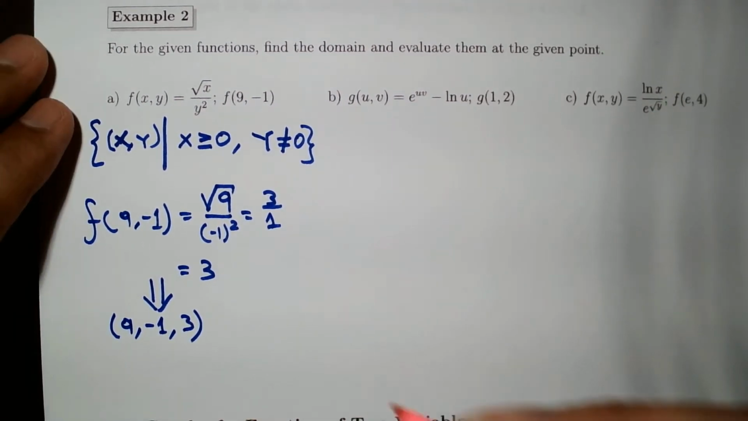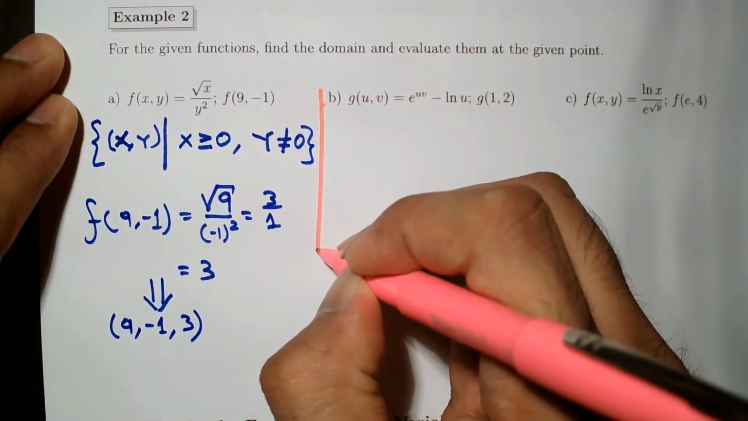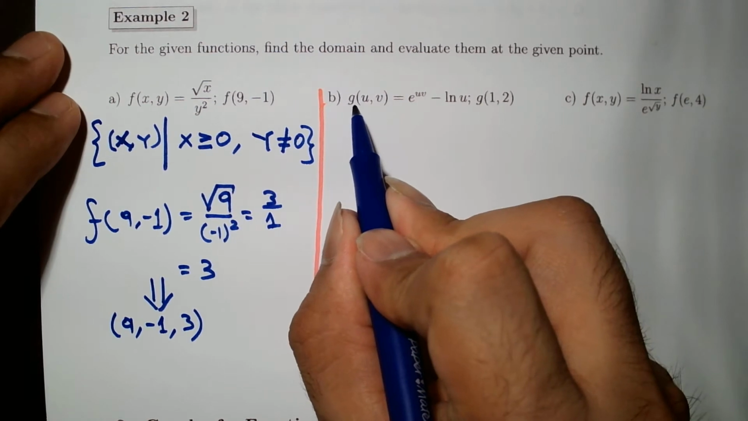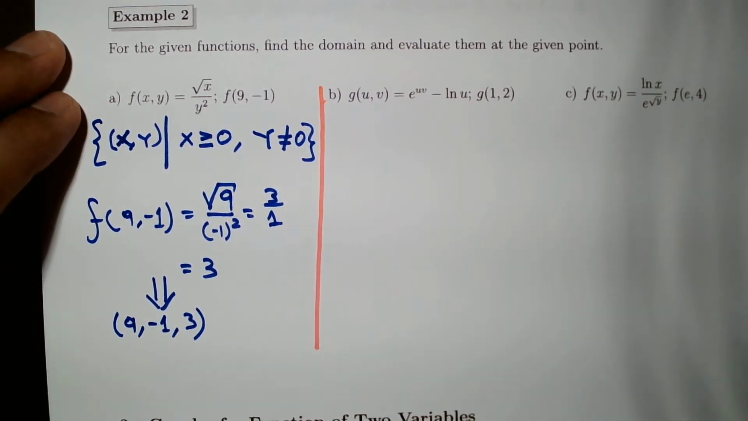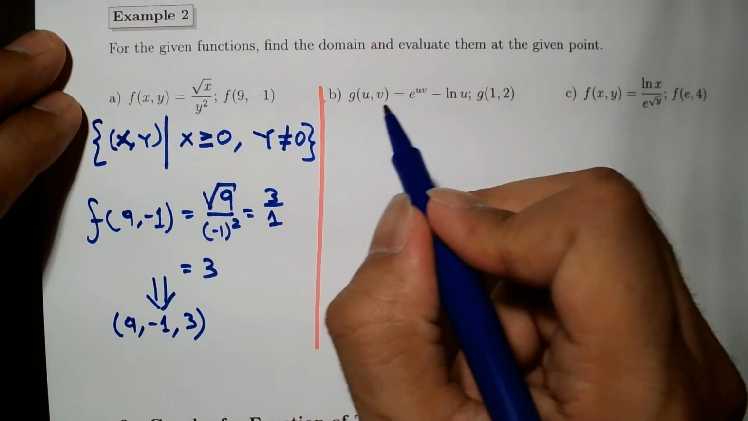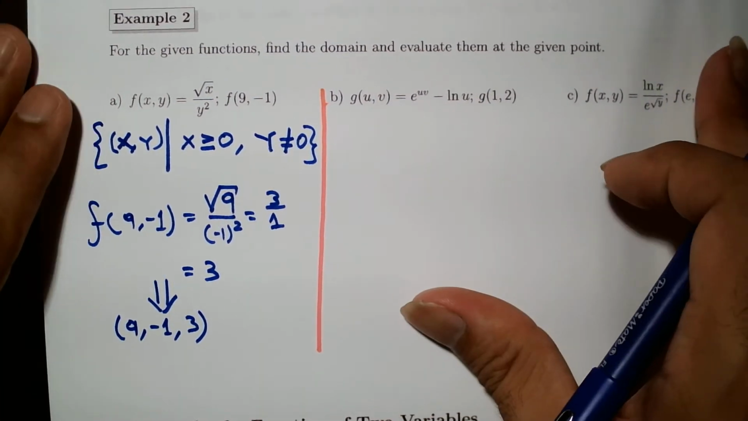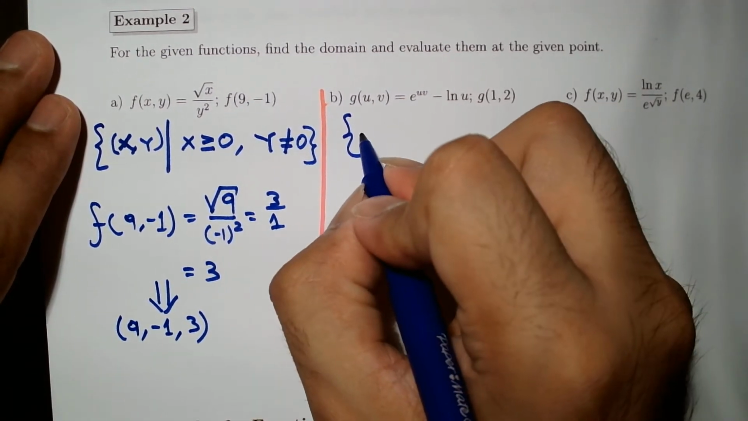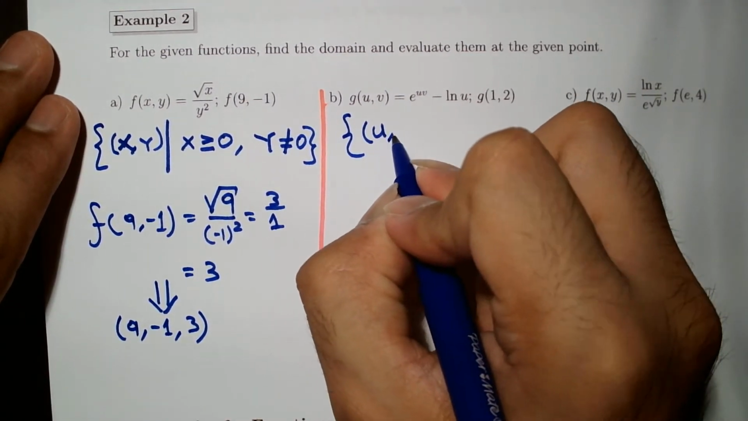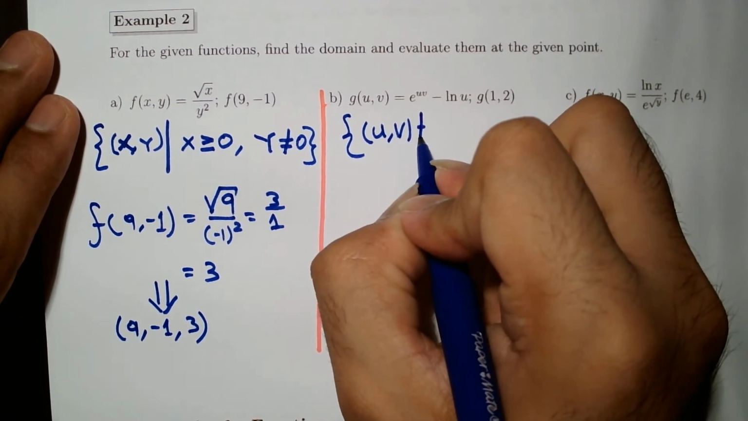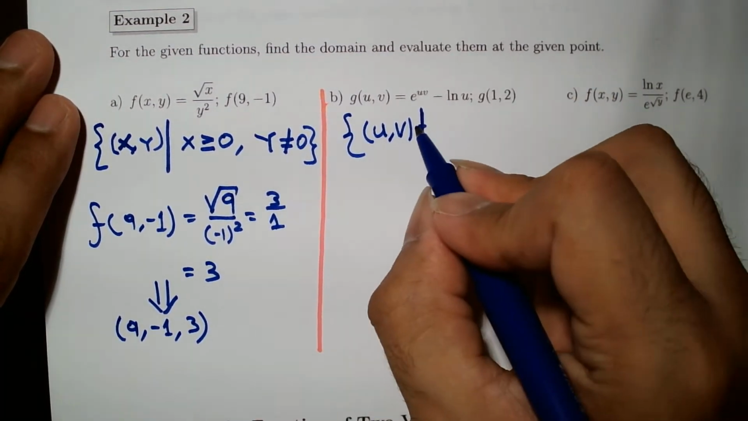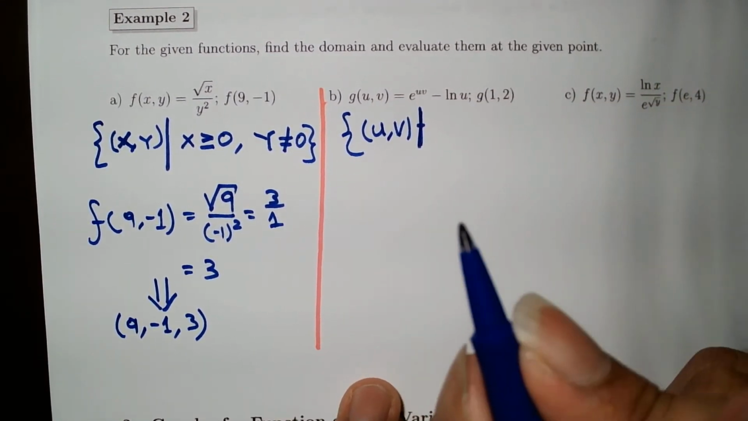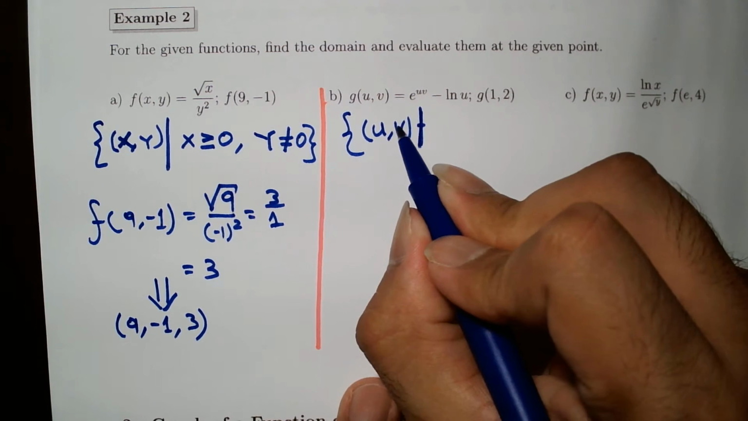Let's look at another example. Looking at this example, g of u and v, in this case it's not x and y but u and v, but it's still the same. We can treat them the usual way. So in this case, let's start by finding the domain, which is the ordered pairs (u, v) such that, well, let's look at every single variable in alphabetical order.